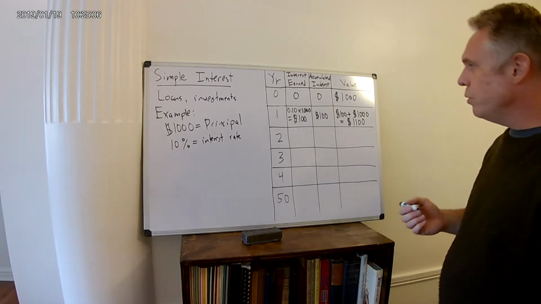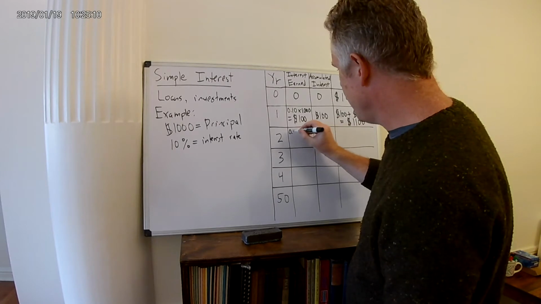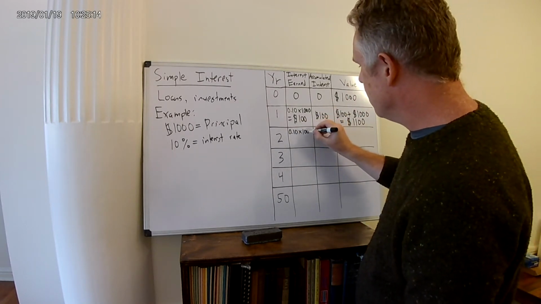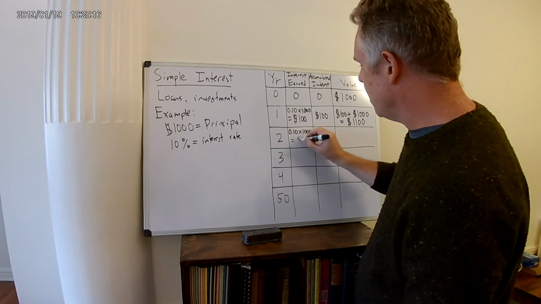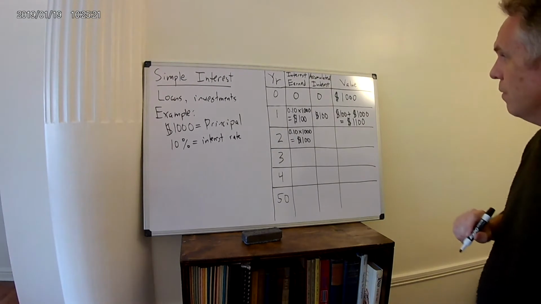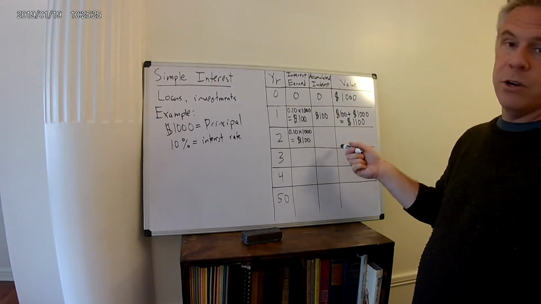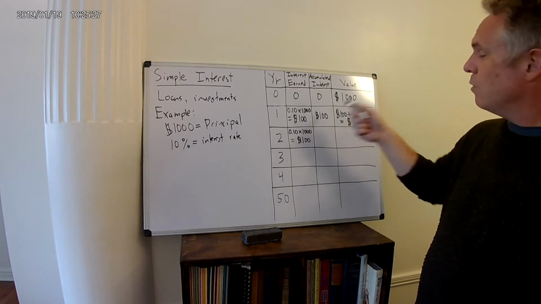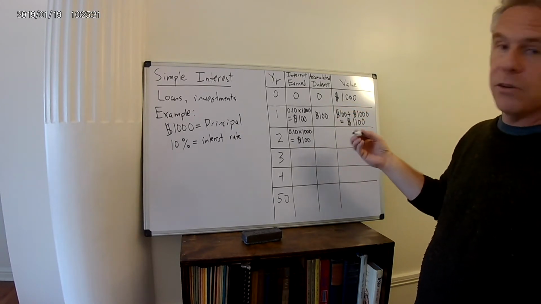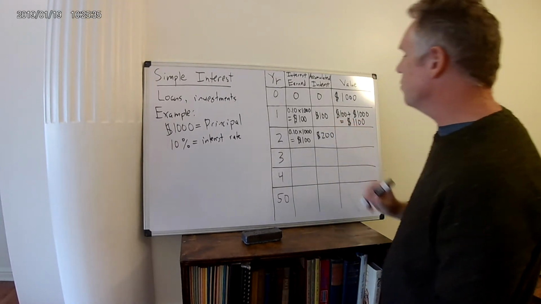Let's go to year 2. In year 2, how much interest do we earn? Well, it's the same formula. In year 2, we multiply the interest rate times the principal, and this gives us $100. So in year 2, we earn $100, okay, of interest. What is our accumulated interest after year 2? The answer is it's 100 plus 100 because we earned $100 in the first year, we're earning $100 in the second. So my accumulated interest is $200.